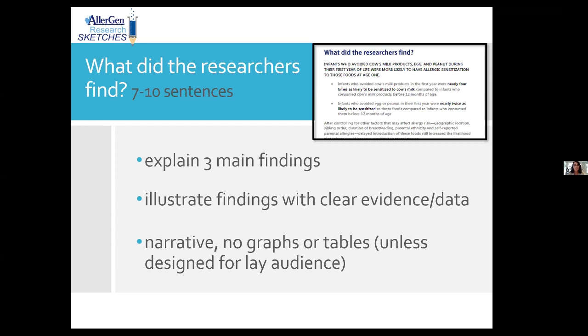When you talk about the findings, back them up with simple, clear evidence or data. If you report an increase, then you could say the growth doubled, or such and such increased by 31%. So give statistics. Present your findings in narrative text. Try to avoid graphs or diagrams or tables, the kinds of things that would be in your scientific article. If you have an image or graphic that has been designed for a lay audience, then that would be fine to include.